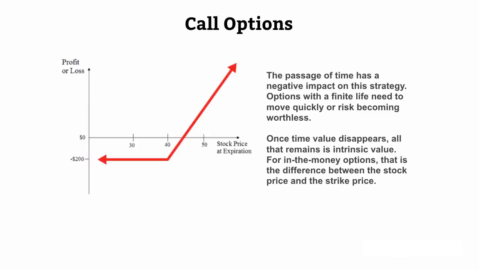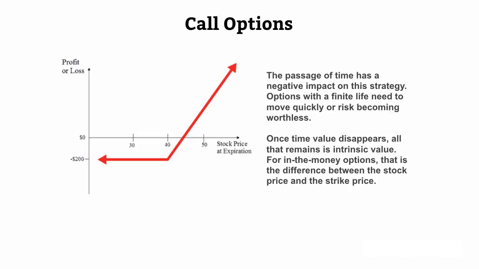Now, as time passes, it has a negative impact on the strategy. And that really goes for all long options, because options have a finite life. As they go quicker and quicker towards expiration, the time left for the stock to move into a favorable zone is going to be less and less. Once the time value disappears, then all that remains is the intrinsic value, so the difference between the strike price and the current price of the market. For in-the-money options, that's, like I said, the difference between strike price and the current price of the market.